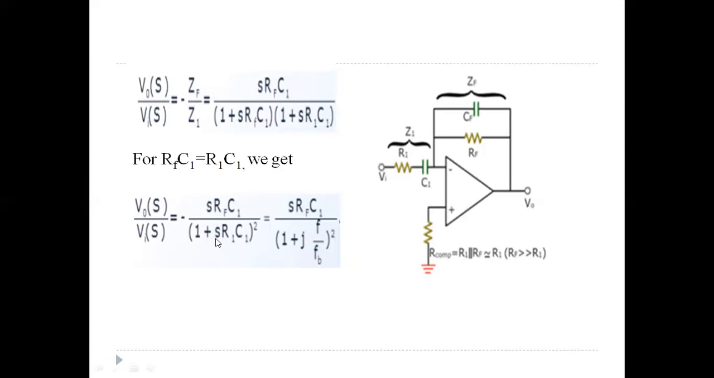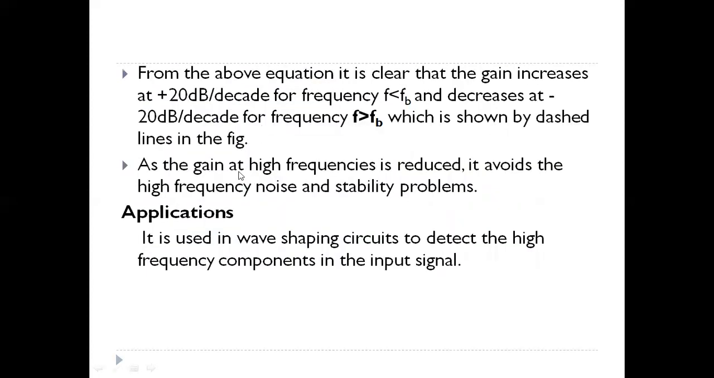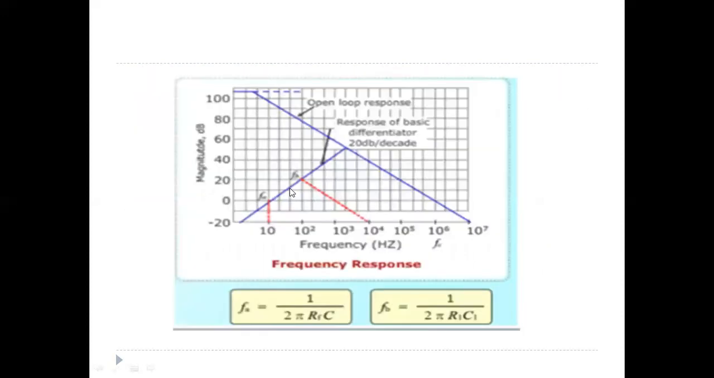Just substitute S is equal to j omega and omega is equal to 2 pi f. Then if you take 1 by 2 pi R1 C1 as fp, then we can get the equation as 1 plus j into f by fp whole square. So here we have the minus sign in these two cases also. Just that is missing.